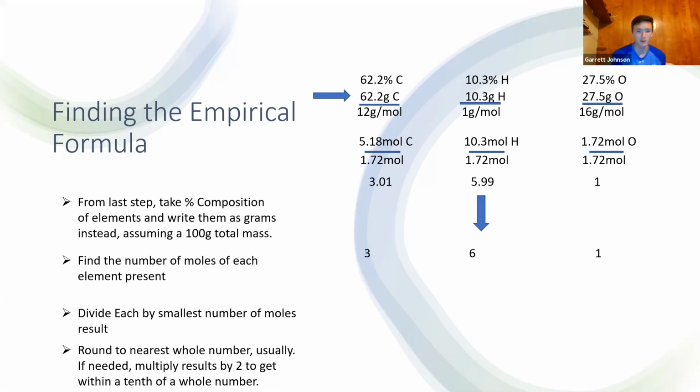Now, if you round to the nearest whole number, usually you're going to be within a hundredth to a tenth of the nearest whole number, so you'd round just to the nearest whole number. If needed, multiply results by 2 to get within a tenth of a whole number. That did not happen here, thank goodness. But say for the hydrogen you only had 4.5. You would just multiply the whole row by 2, and you would have whole numbers for whole atoms of an element.